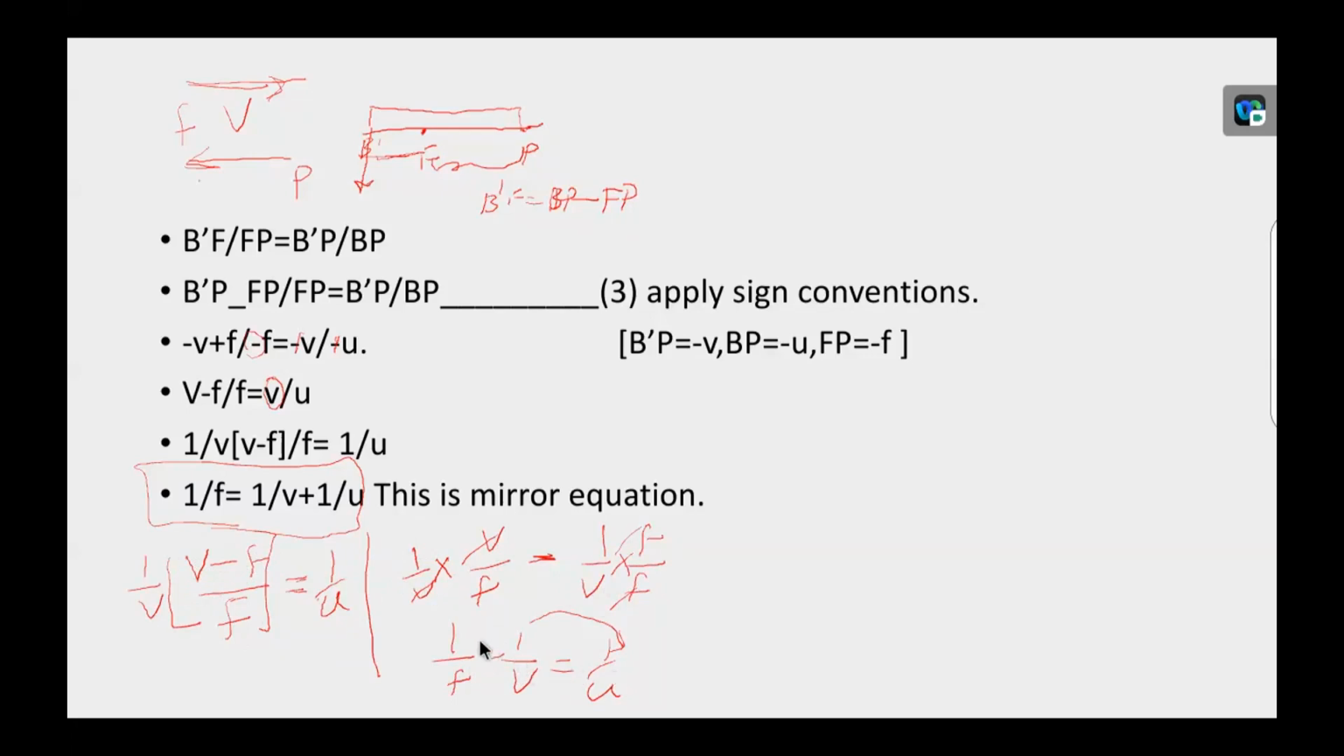But actually we need it in terms of focal length. So send this 1 by v, which has a minus sign, to RHS. What will we get? Plus. Therefore, the reciprocal of focal length is equal to the sum of the reciprocals of image distance and object distance. This is the mirror equation: 1 by f equal to 1 by v plus 1 by u.